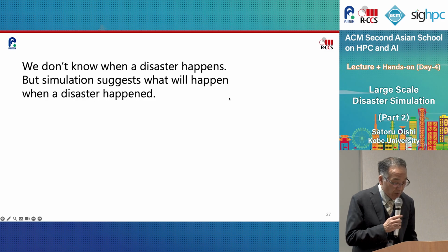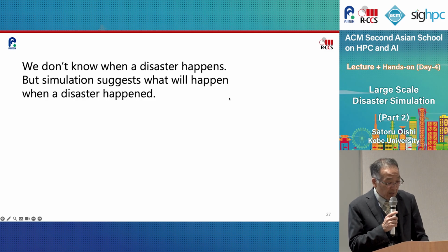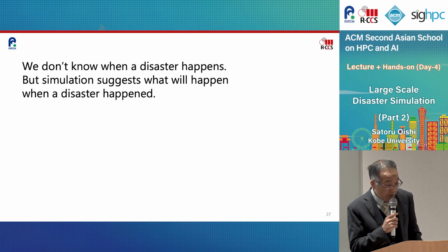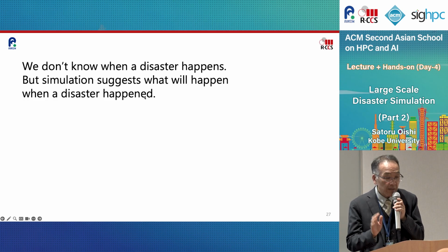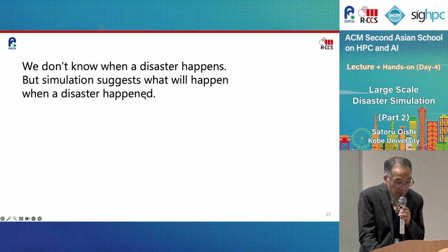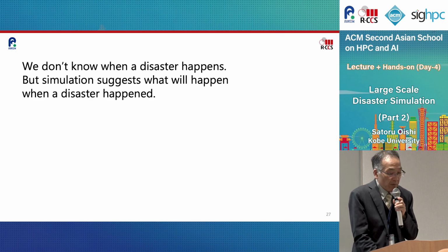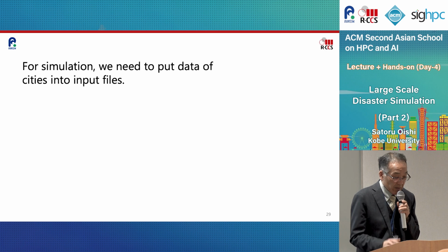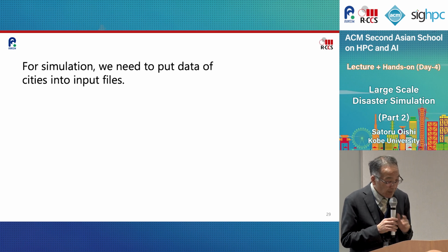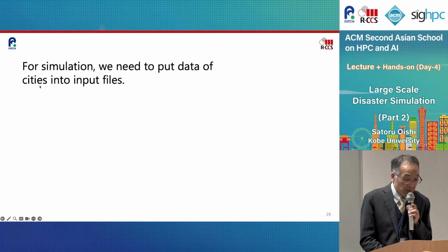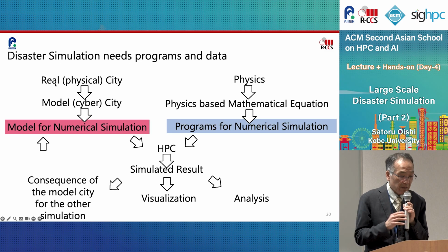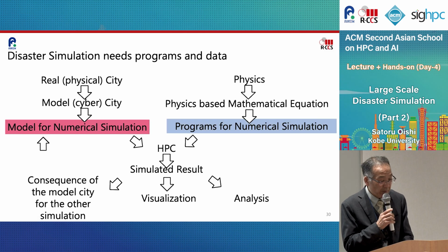You don't know when a disaster happens, but the simulation suggests what will happen when a disaster happens. So I think that is the reason why we need to simulate a disaster. But for simulation, we need to put the data of cities into an input file. So that is the question of the first half.